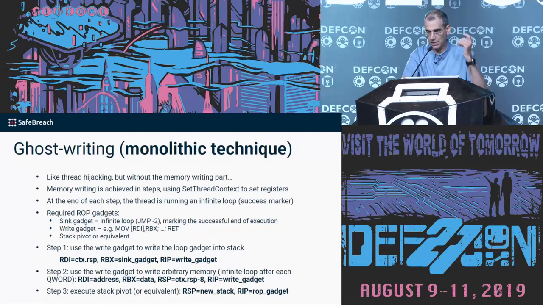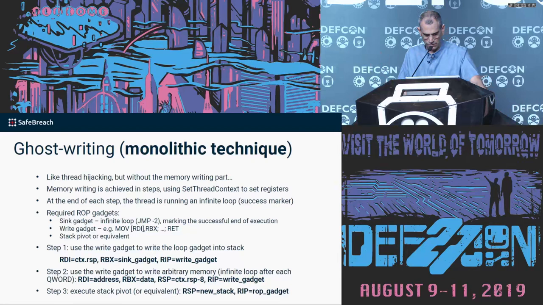Once the malware sees that the thread is in its infinite loop marker, it knows that it's safe to move to the next step. So we need 3 ROP gadgets for this: a sync gadget, which is simply an infinite loop, a JMP minus 2, which will be the marker of a successful end of execution. I believe it's just 2 bytes of opcodes. And then we have a write gadget, something like move into the address set by RDI the value of RBX, followed by return. And then a stack pivot or something equivalent.